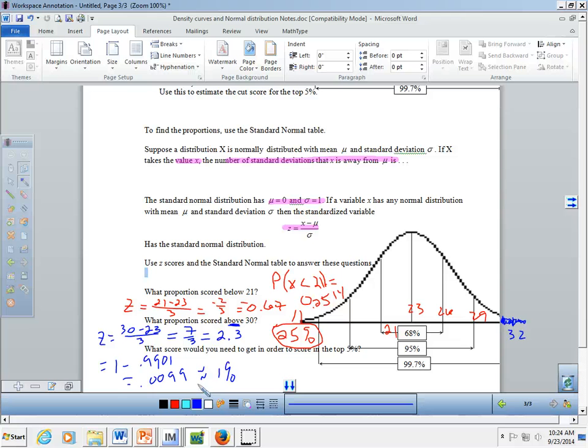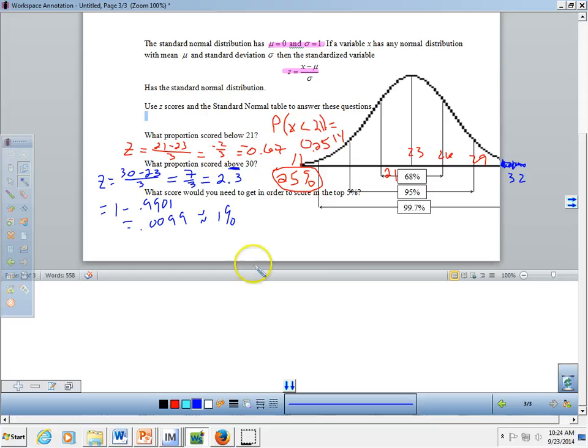Okay? So you got to be careful. The table always gives you proportions that are less than a particular z-score. So if we want more than, we've got to subtract from 1. Now, this could actually help us. We can actually work backwards from this as well.